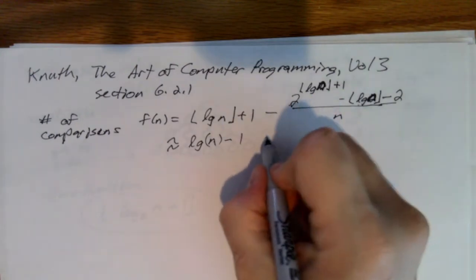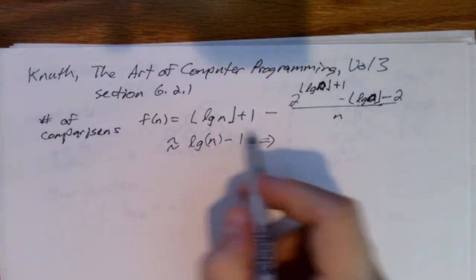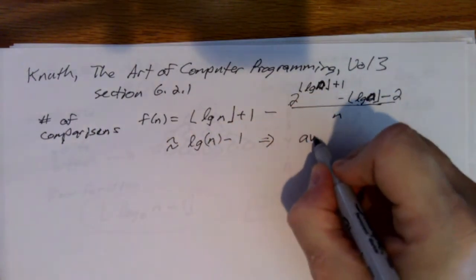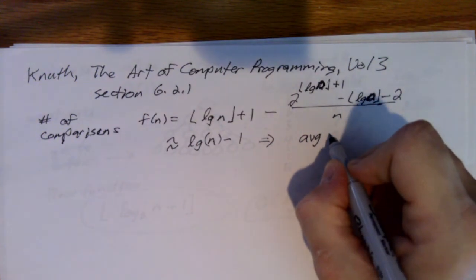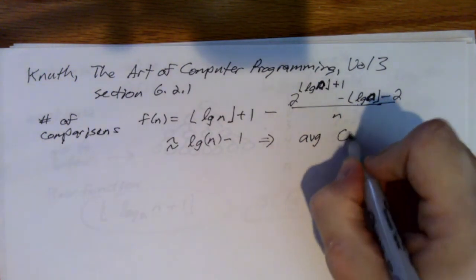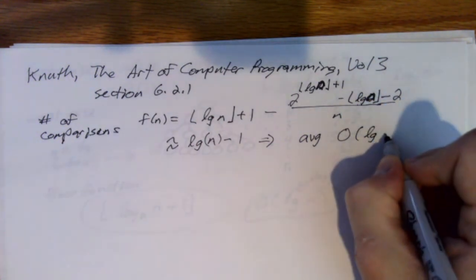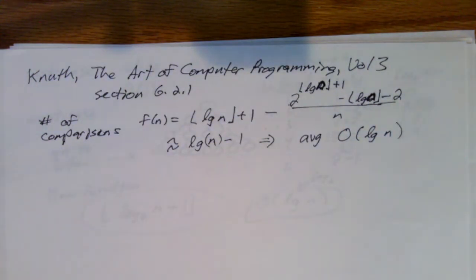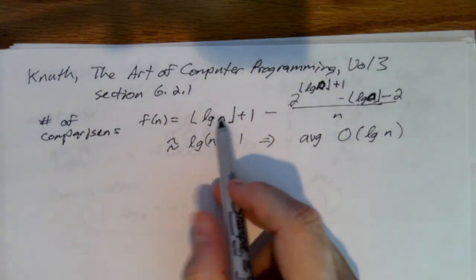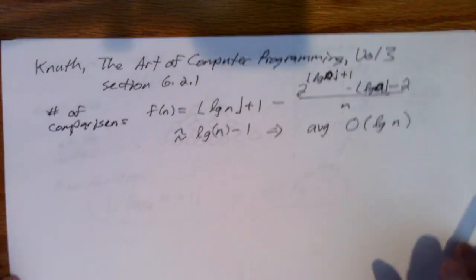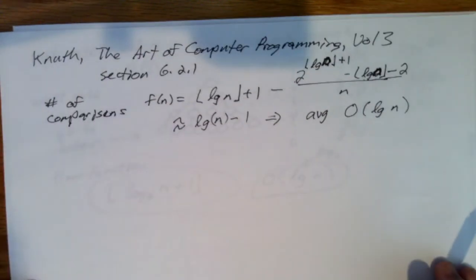Okay? And so from this you get that the average case is big O of log of n again. Now I can't claim to understand where this function came from, but I can show you how I calculate the costs.